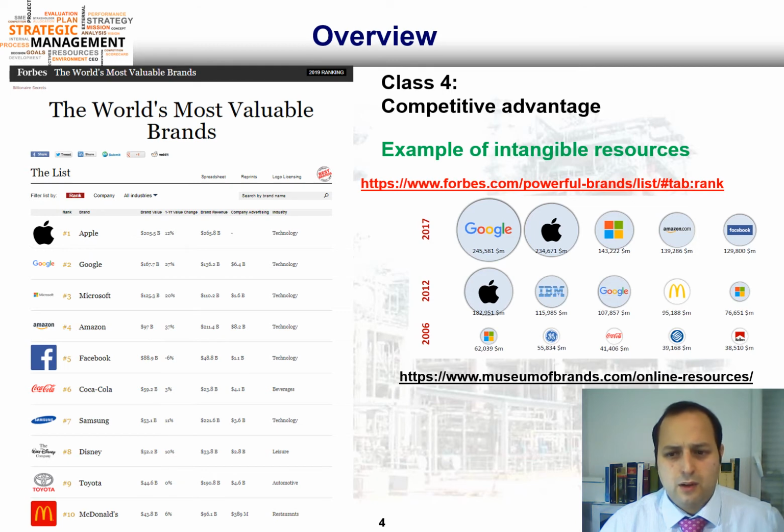And you have to be aware that the worth of such brands changes over the years. As you can see in the image, they are not the same brands in 2006, 2012, or 2017. I really recommend you to visit, if you have time, the Brand Museum. It's a United Kingdom museum, and you can visit the online resources. Of course, it's shut down for the lockdown, but in the online resources, you can find a lot of interesting things related to brands.